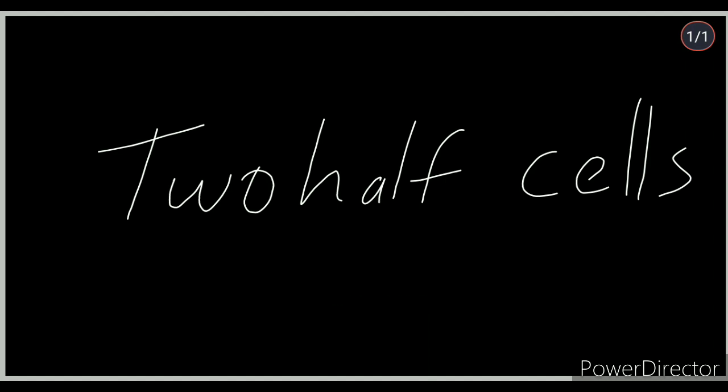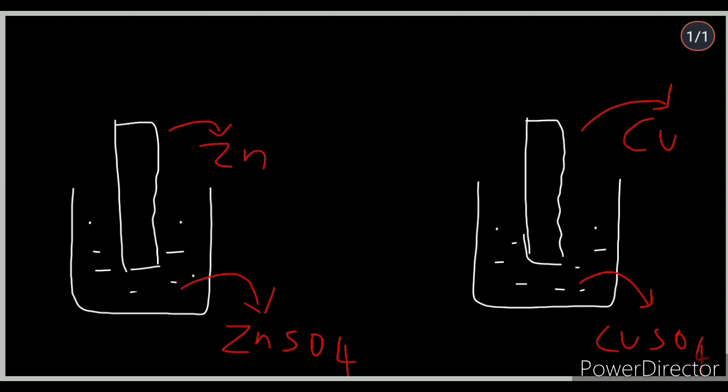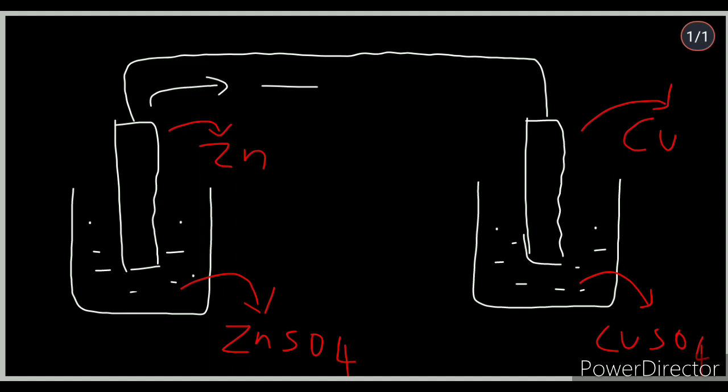That is, I take two beakers such that one contains zinc sulfate solution and a strip of zinc metal dipped in it, whereas the other contains copper sulfate solution with a strip of copper in it. And the magic happens when the electrodes or the metal strips are connected. Electrons start to flow from the zinc sulfate solution to the copper sulfate solution through the metal strips.